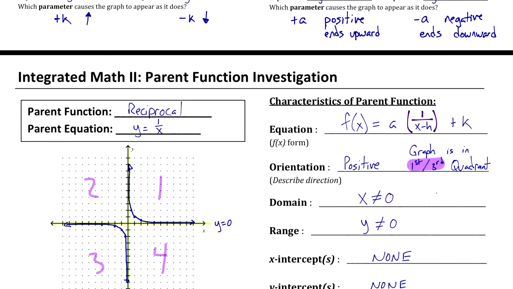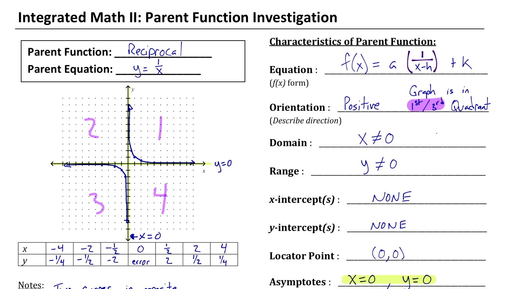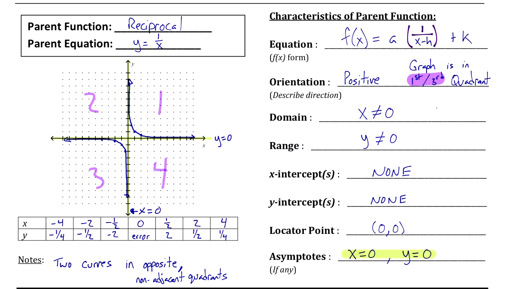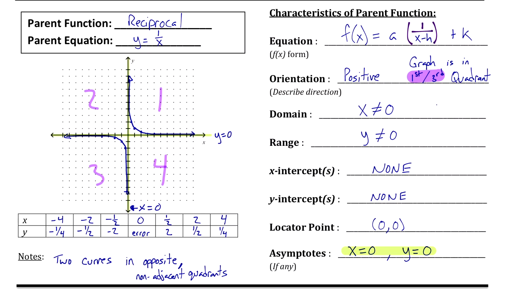All right, and then the last one for us is the reciprocal function. And this one is a bit different than the others. It resembles a couple of different functions from before. And if you didn't notice, it actually has, I'm going to remove these asymptotes for a second. So it actually has two separate curves. So not only does it have two separate curves, but it actually has two asymptotes.